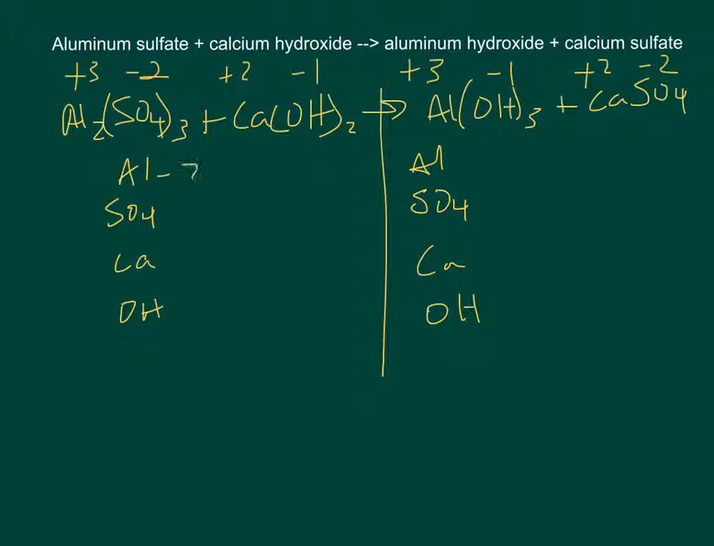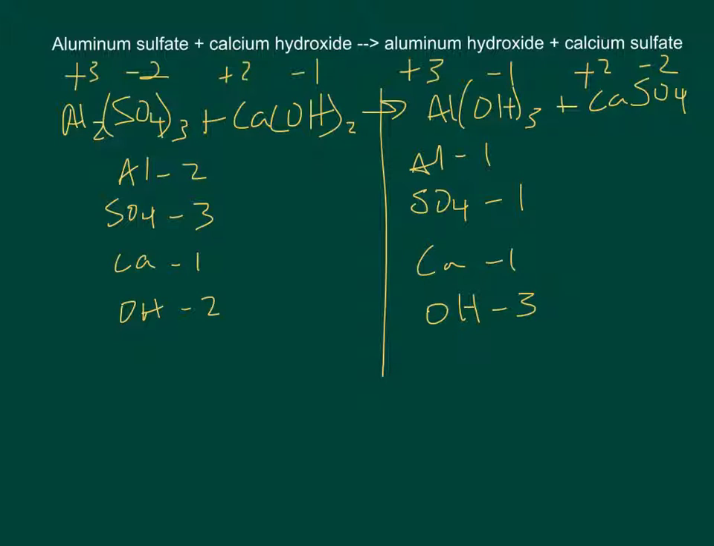So I've got 2 aluminums, 3 sulfates, 1 calcium, and 2 hydroxide I have on the reactant side, and then on the product side I have 1 aluminum, 1 sulfate, 1 calcium, and 3 hydroxides. Alright, so our hydroxides are different, so we need to look at that. Our sulfates are different, and our aluminums are different. Alright, so let's change colors and see what happens here.